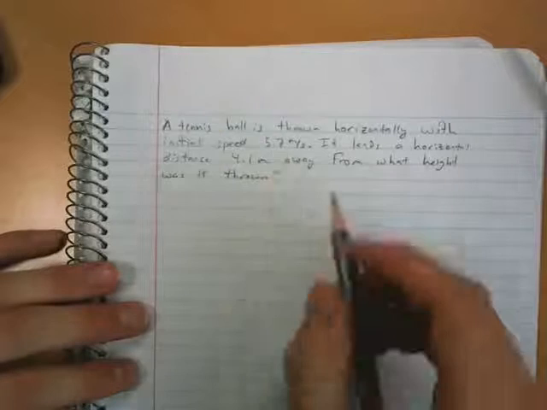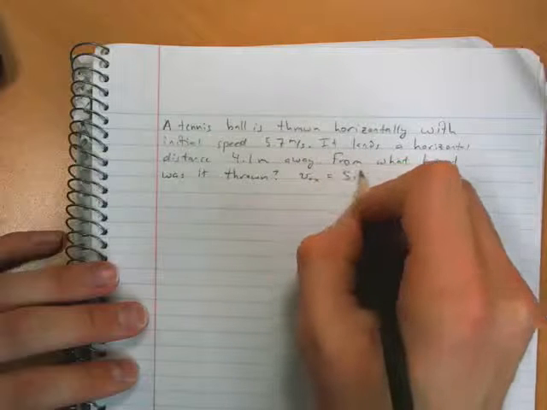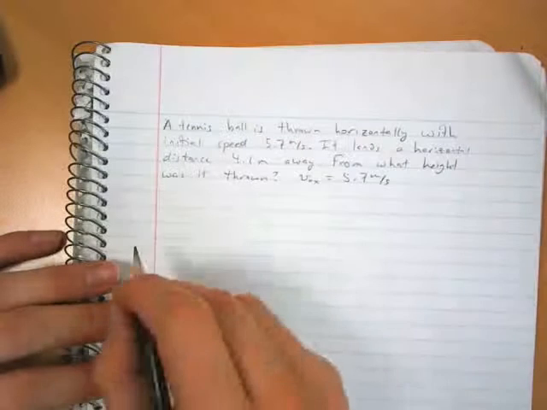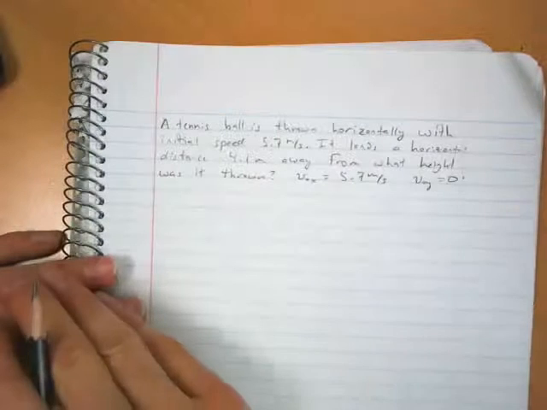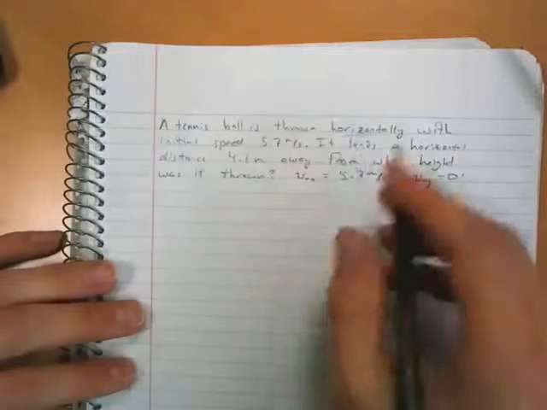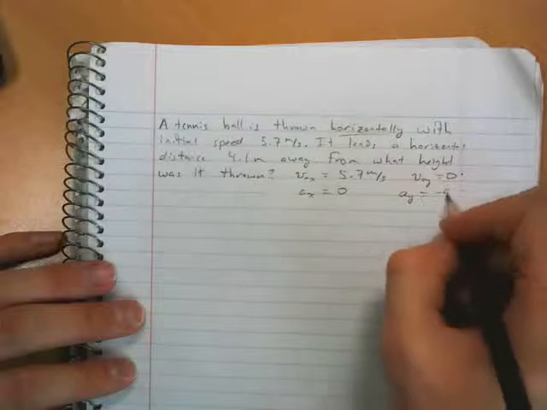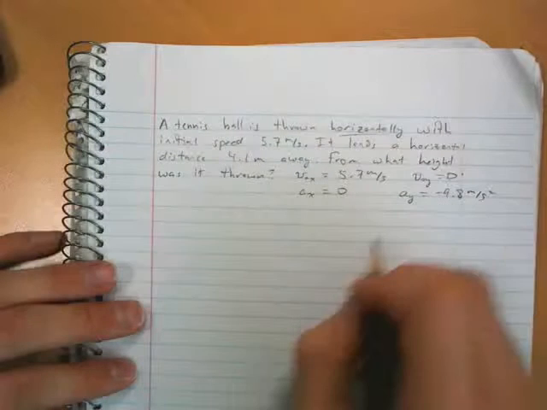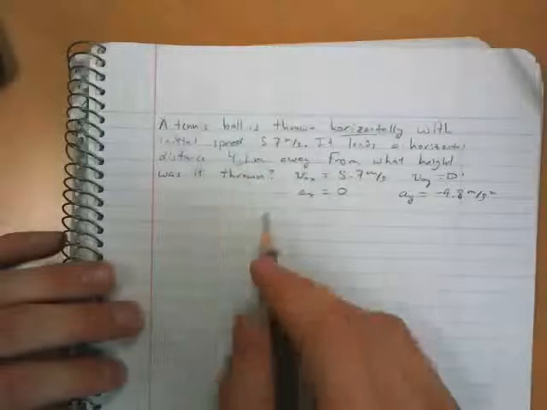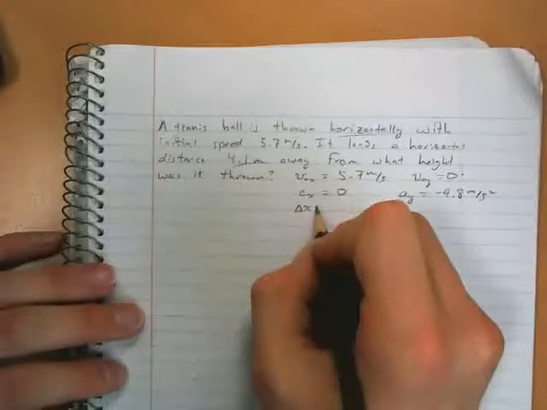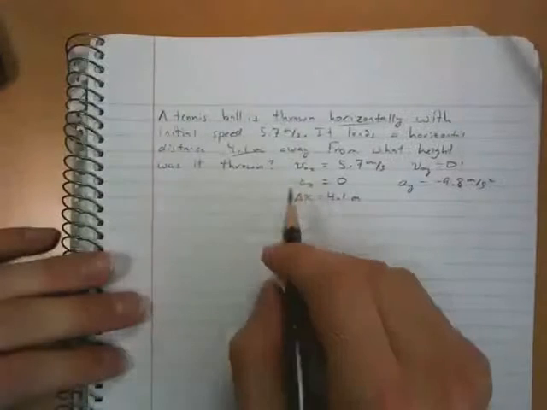Our initial speed is 5.7, and since that is horizontal, that means the x component of our initial velocity is 5.7 meters per second. We know that the y component of our initial velocity is 0 because it was thrown horizontally. We always know the x component of our acceleration is 0. And the y component of our acceleration is 9.8 meters per second squared downward, and I'm calling down negative. And we know that our projectile lands a horizontal distance 4.1 meters away. I want to know from what height it was thrown.